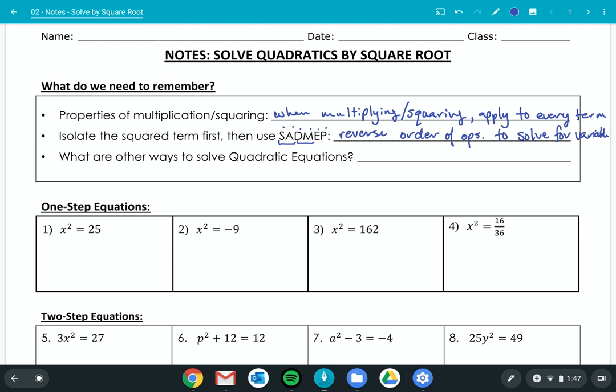Now, are there other ways to solve a quadratic function? Yeah, we can use the quadratic formula if you want.